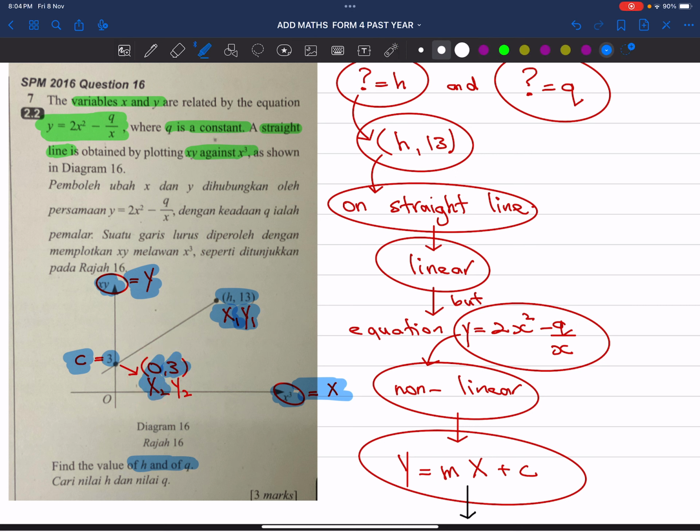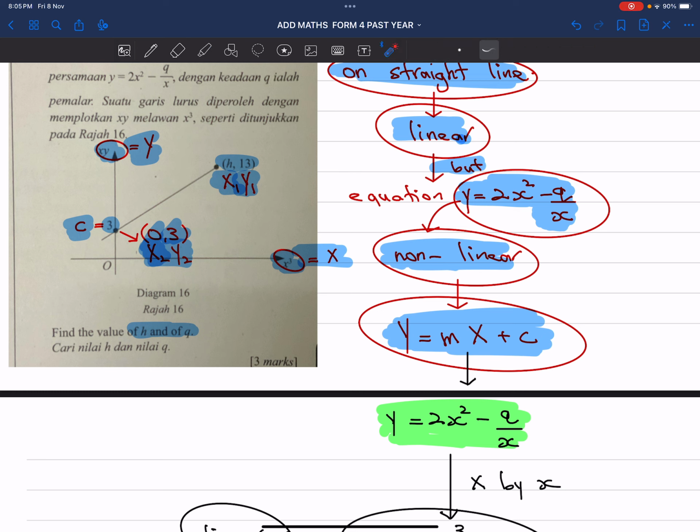But the equation given is not linear. The equation y equals 2x squared minus q over x is not linear. Why is it not linear? Because of x squared and over x. So our given equation is not linear. We must change it to linear, which is capital Y equals capital X plus C. So I copy back the non-linear equation. And what is the modification I must do?